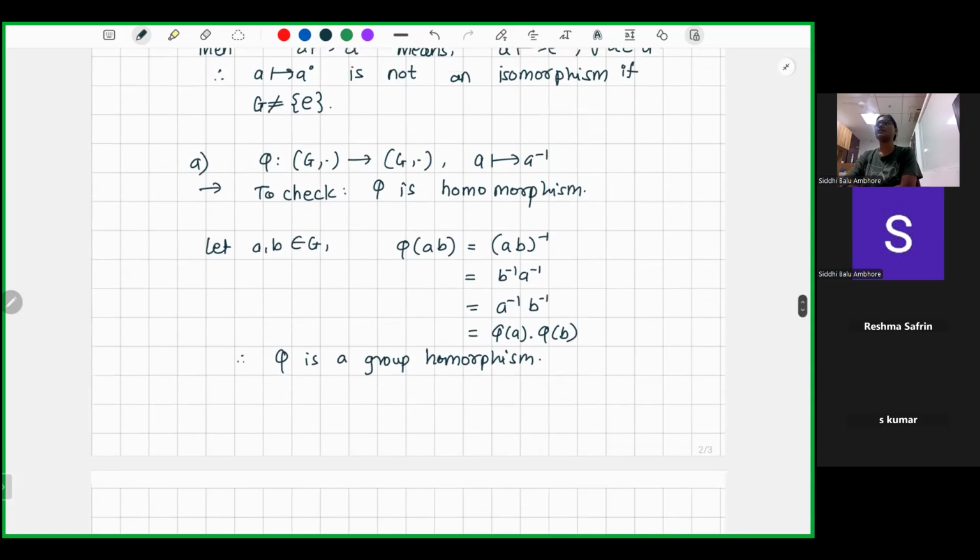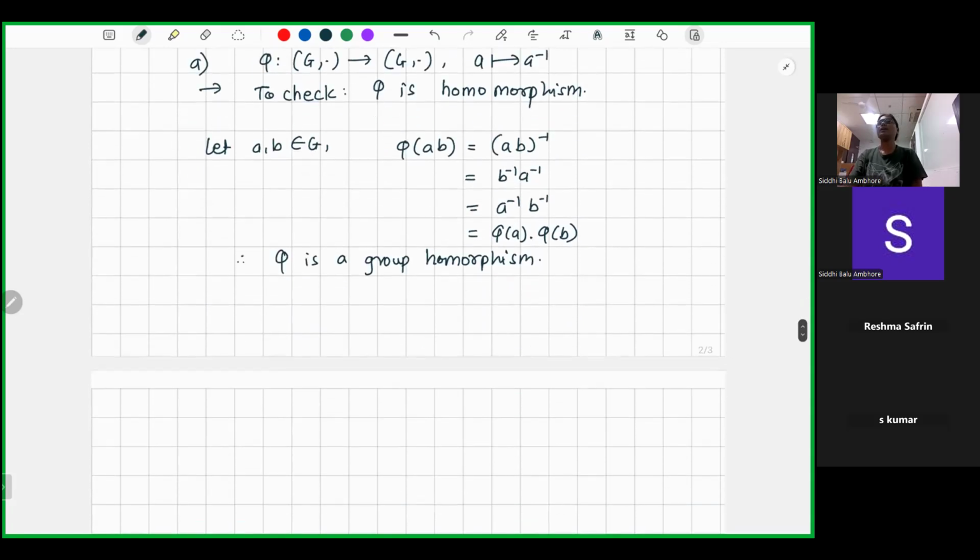Now we have to check whether it is injective and surjective. So injective: a group homomorphism is injective if and only if the kernel of this group homomorphism is a trivial subgroup, that is, only the identity element.